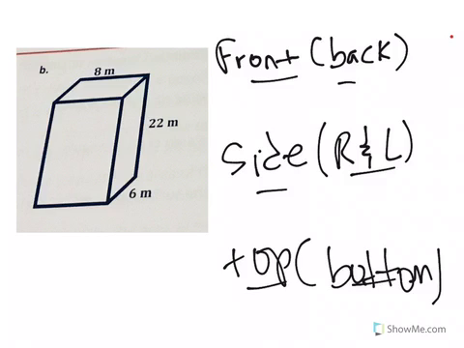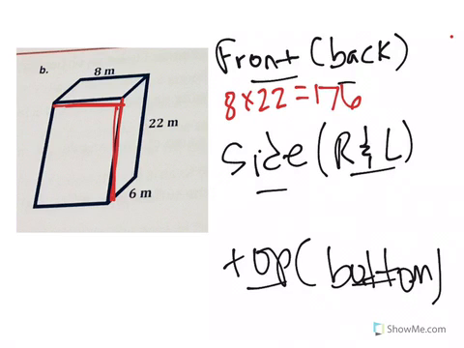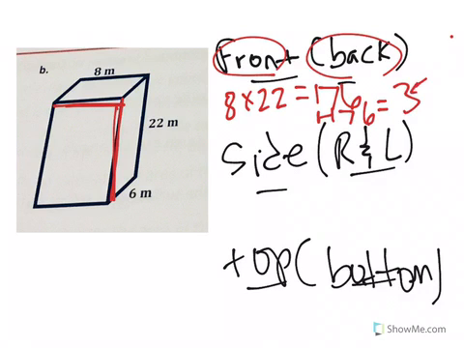So let's take a look at the front. I know that this is 8 and that this is 22. So we're going to have 8 times 22, which gives me 176. I know I also have 2 of those, right? I have 176 for the front, 176 for the back. So I've got to add another 176, and I'm going to end up with 352 meters squared. That's the front and the back.